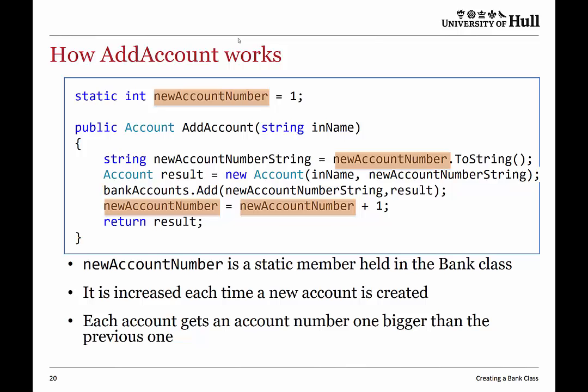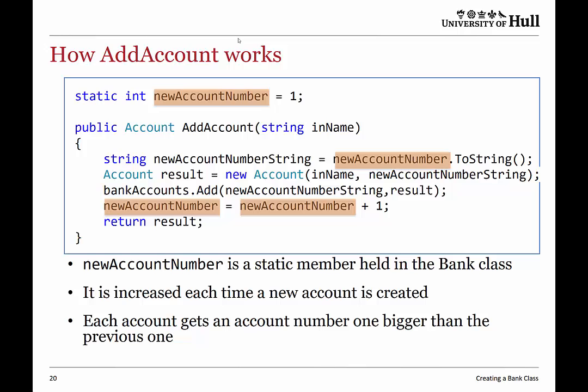There we go. And every time we create the account, we use a new account number, get a string from it, and slap it in the account number string. Then we make a new account, we give it the name and the account number string, and it goes off and sets it up. And then having done that, we increment the account number and go up by one. So this is the kind of approach I'm talking about. Does it kind of make sense?